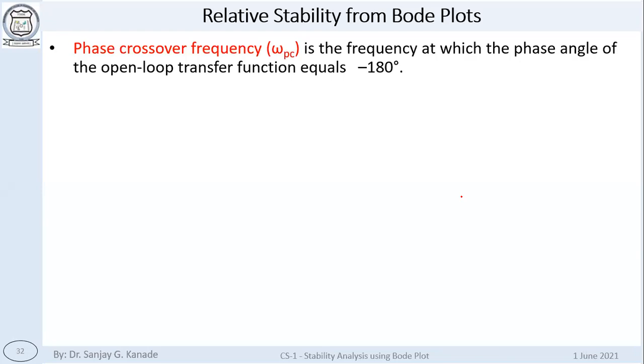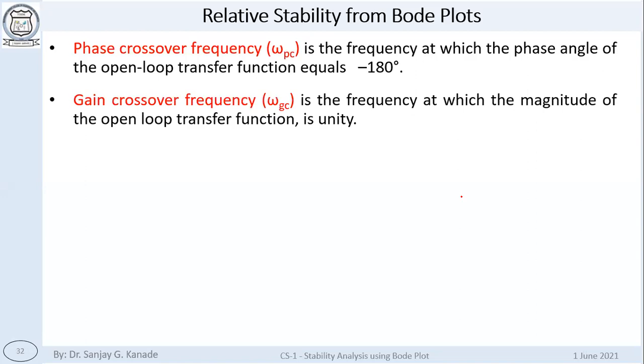Let's revisit 4 definitions which we have seen earlier. Those are phase crossover frequency, which is the frequency at which the phase angle of the open loop transfer function equals minus 180 degree. Then gain crossover frequency is when the magnitude is unity or equal to 0 dB. Unity is in normal units, and 0 dB is in decibel units, right?